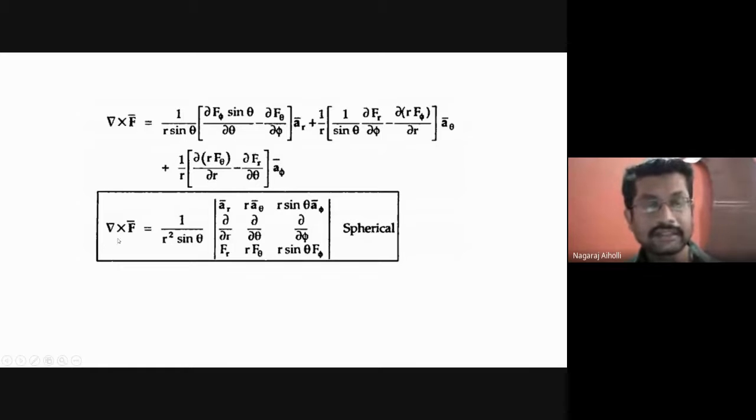That is, the curl of F bar in the spherical system is 1 upon r square sin theta in determinant form: Ar bar, r A theta bar, r sin theta A phi bar; dou by dou r, dou by dou theta, dou by dou phi; Fr, r F theta, r sin theta F phi. Okay.